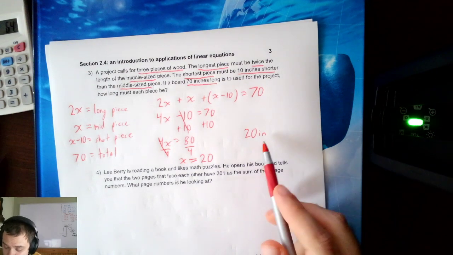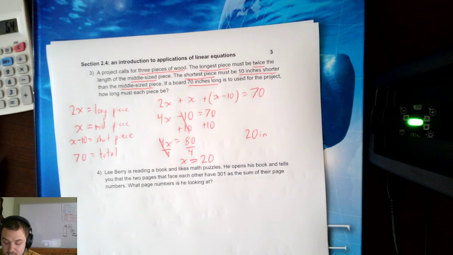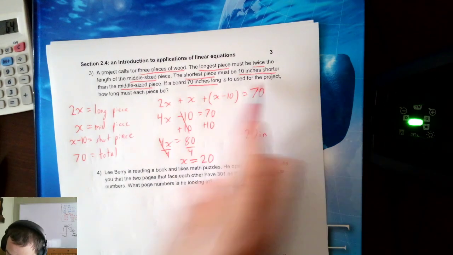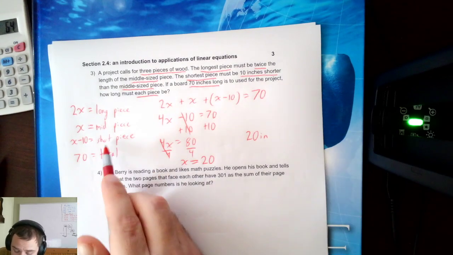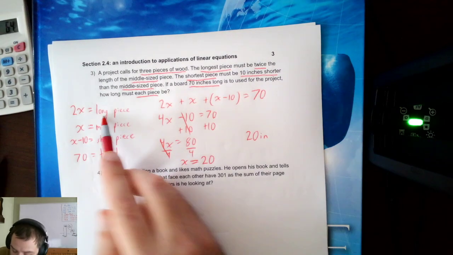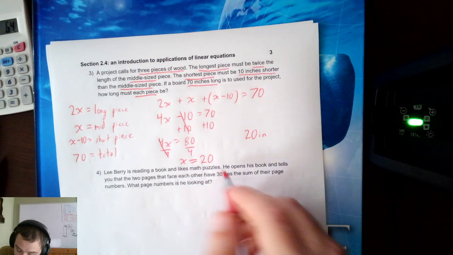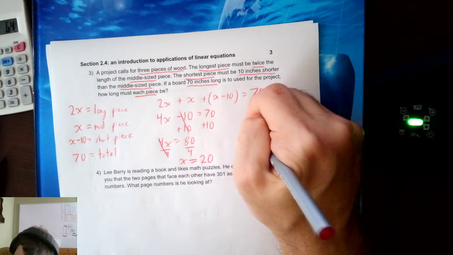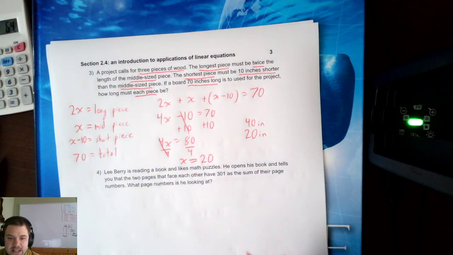How do I know it was inches? The question gave me the units, right? I'm measuring my board in inches. Now, it says how long must each piece be? I need to know what the long and short are as well. The long piece is twice the middle. What's double 20? That'd be 40 inches, right? The longest piece is 40 inches.